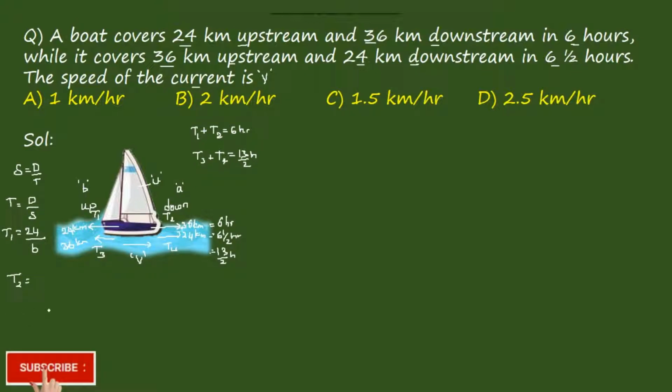T2 is equal to 36 by A, since it is moving downstream, the speed of a downstream is A. Then T3 is equal to 36 by B, and T4 is equal to 24 by A. Let us substitute all these particular values here.